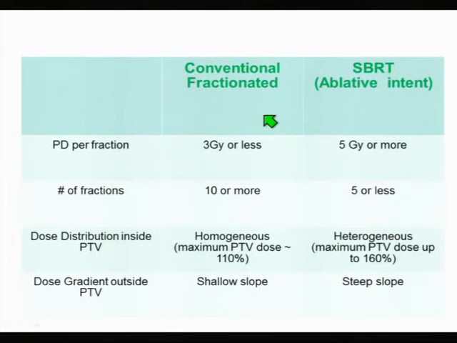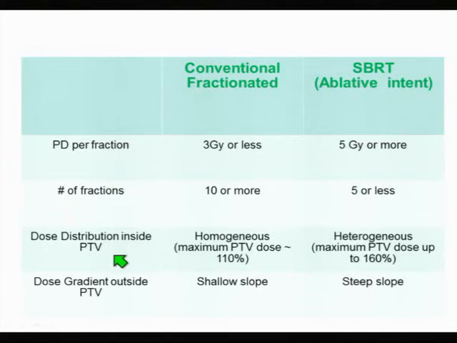So for a conventional fractionated plan, there's a fundamental difference. It should be fundamentally different from the SBRT plan. For prescription dose, conventional fractionated is 3 gray or less per fraction. SBRT is 5 gray or more, and very often it's very high, like 20 gray or more for a lung case sometimes. Number of fractions: 10 or more for conventional fractionation, and SBRT is 5 or less.